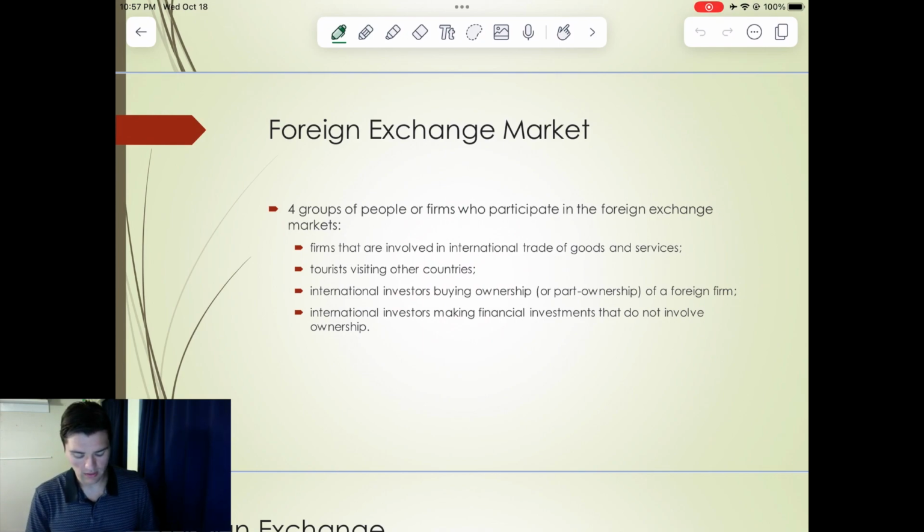And then we also have international investors making financial investments that do not involve ownership. So basically, instead of doing business transactions in terms of owning businesses, I can invest into different things. Like I could invest into stocks and bonds in another country. I can buy bonds from the government in a different country, right? I can do those things. So in order to do that, I'm going to need to participate in the foreign exchange market because I can't use my dollars in another country.